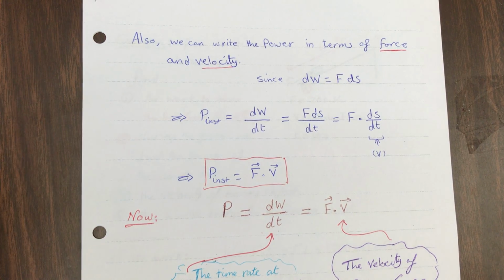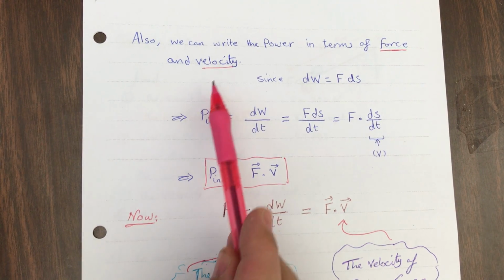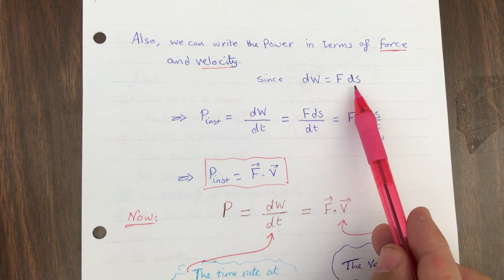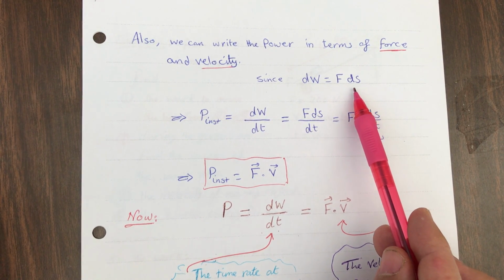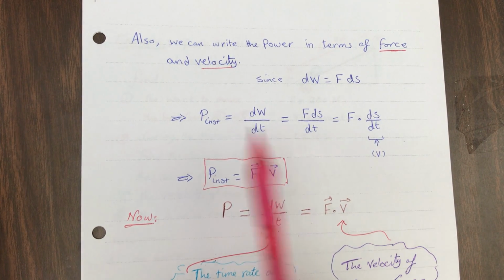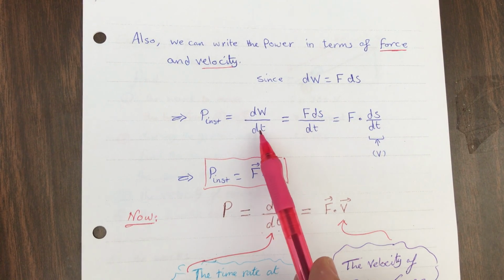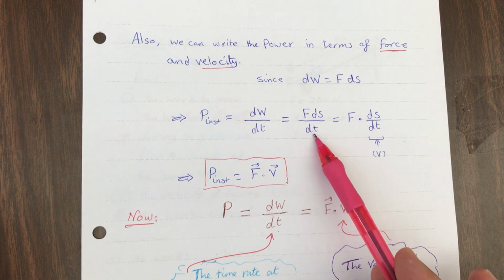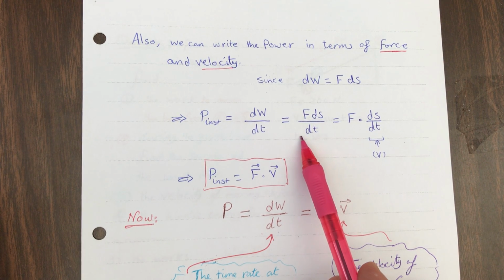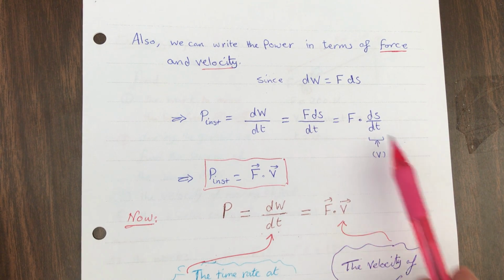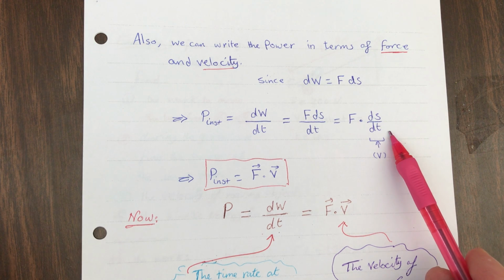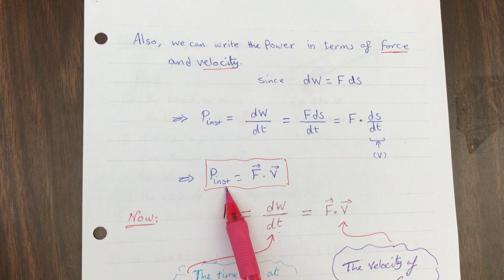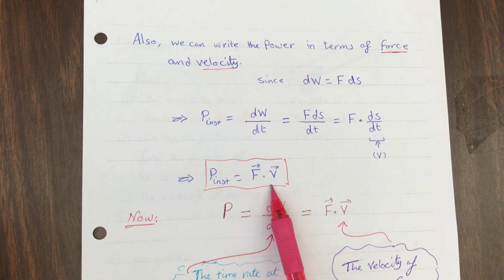Also, we can write the power in terms of force and velocity. Since W is equal to the force multiplied by the displacement, and we know that the power is dW over dt, and dW is F multiplied by ds, we can take dt to divide ds. ds over dt, or dx over dt, is the velocity. Now we have the instantaneous power equal to the force multiplied by the velocity.